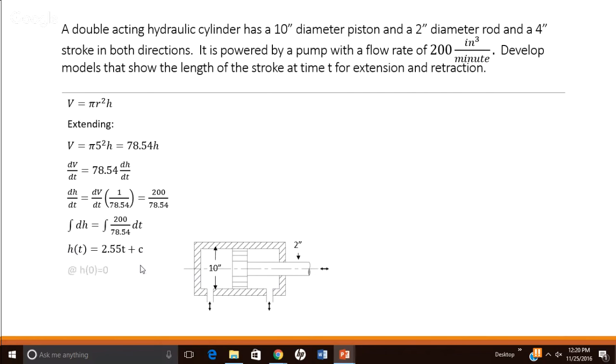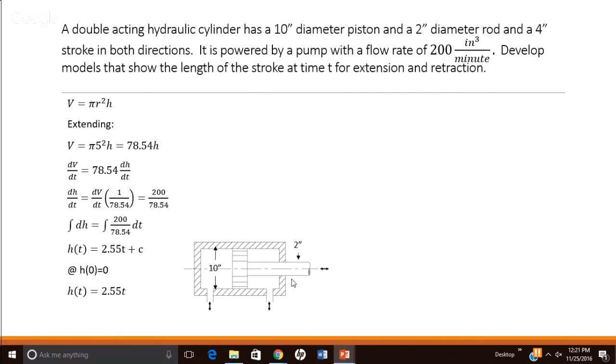So we plug that into our equation. We end up with the actual model of the height at any given time t, the stroke at any given time t, is equal to 2.55 times t. So that's our first model. That's the model for extending the cylinder.